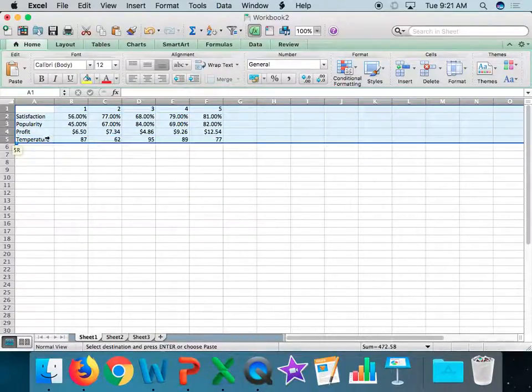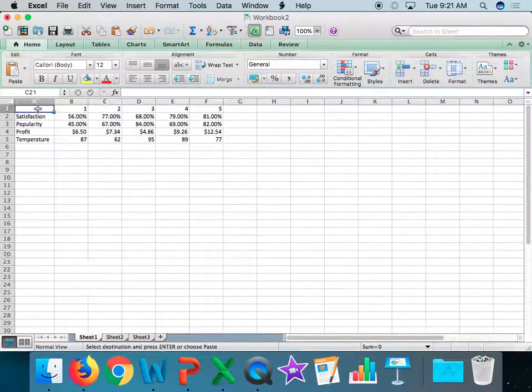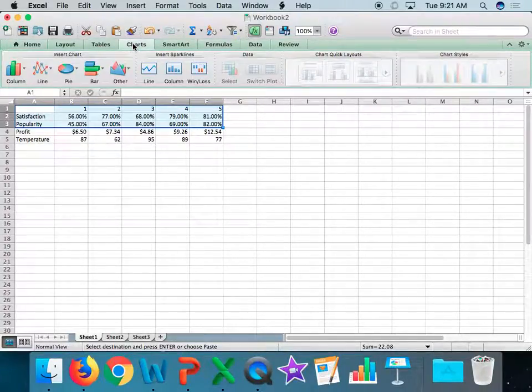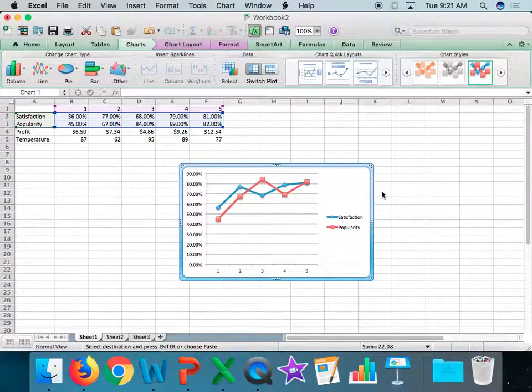And I'm going to highlight these. Make sense? And so I'm actually just going to highlight that section. I'm going to go to charts, line graph, and there we go. Let's go through some of what we need.